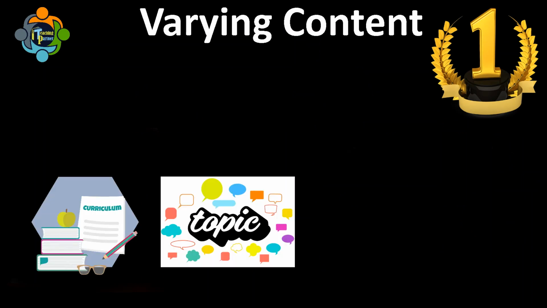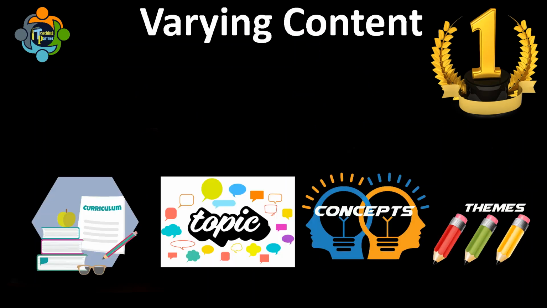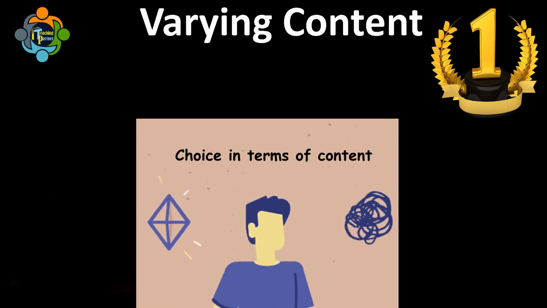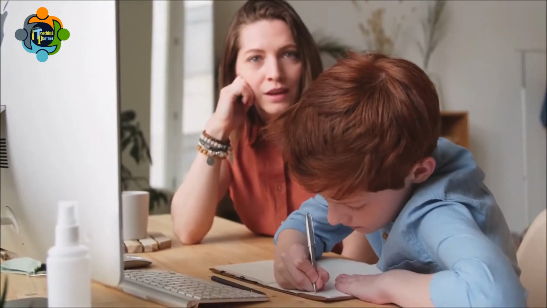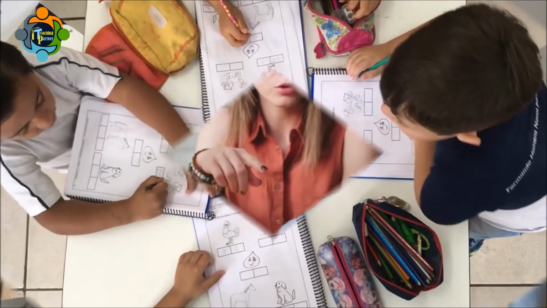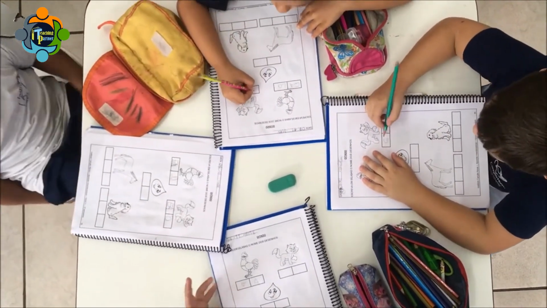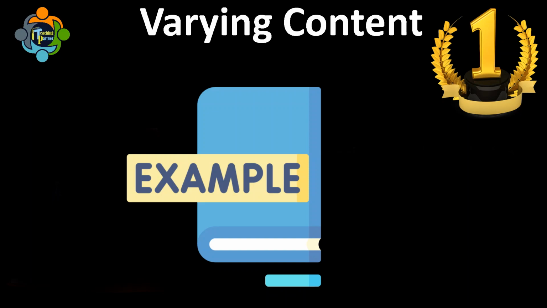Varying content includes curriculum, topics, concepts or themes. Differentiating content may involve providing students the choice in order to add depth of learning. For example, some students want more knowledge about a certain topic, or providing students with additional resources that match their levels of understanding. So let's discuss some examples in this regard.